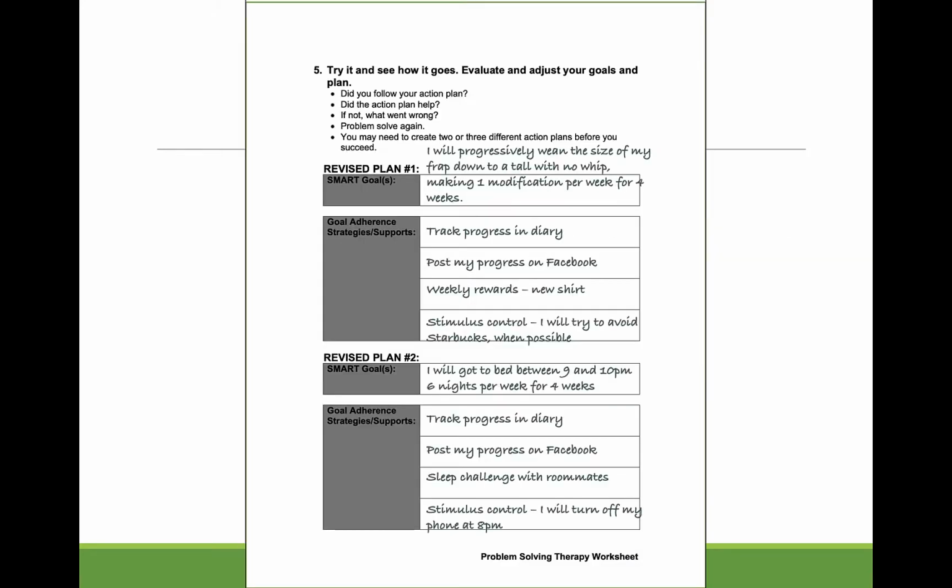So after your client has tried it and seen how it goes, they can then evaluate and adjust their goals and plan. So again, you want to ask them if they followed their action plan, did it help, and if not, what went wrong? Then you can go through the problem-solving process again to determine what might be a more appropriate goal to try this time. They may need to go through this 2 or 3 different times before they actually find success. So you can reassure your client that it's very normal not to get it on the first try, and that by revising their plan, they're only going to learn more and strengthen their ability to problem solve with repeated practice.